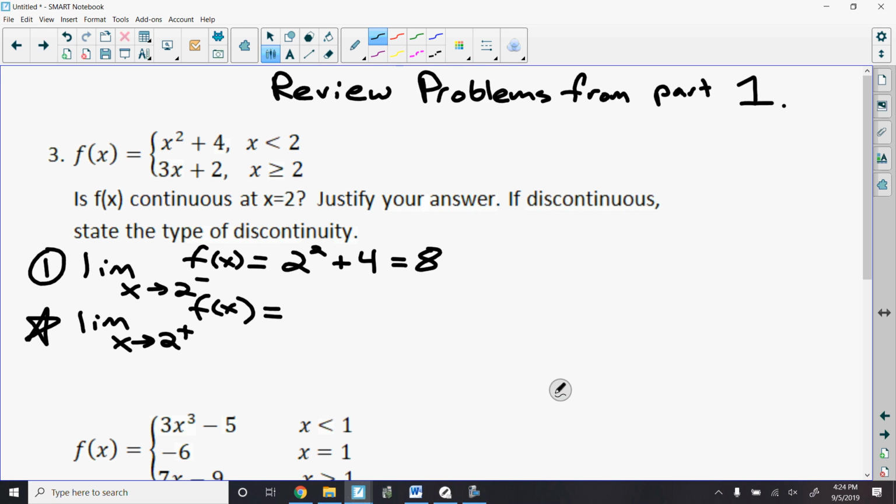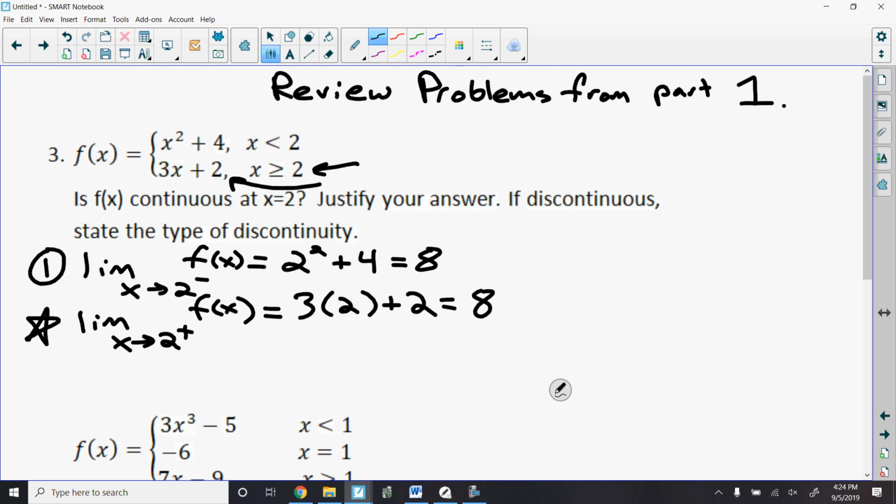My right-hand limit, I'm going to use this bottom function here because that's where x is greater than or equal to 2. So I'm going to do 3 times 2 plus 2, which is 6 plus 2, which is 8. What I'm finding here is that my left-hand limit and my right-hand limit are equal to each other. Okay? Now we know that that means the limit must exist, and the limit as x goes to 2 of f of x equals 8. You need to state that.